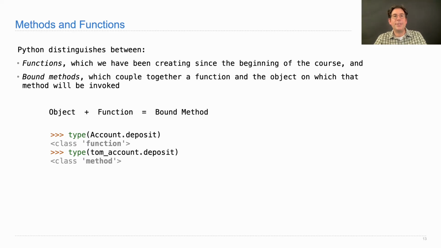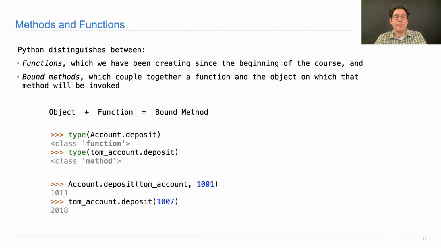This distinction is important because there are two different ways to call this deposit function. One is to call it as a function, wherein I need to pass in both self and amount as the two arguments. The other, and much more common way, is to call it as a bound method, where TomAccount.deposit automatically fills in the self argument, and so I only have to pass in the amount.